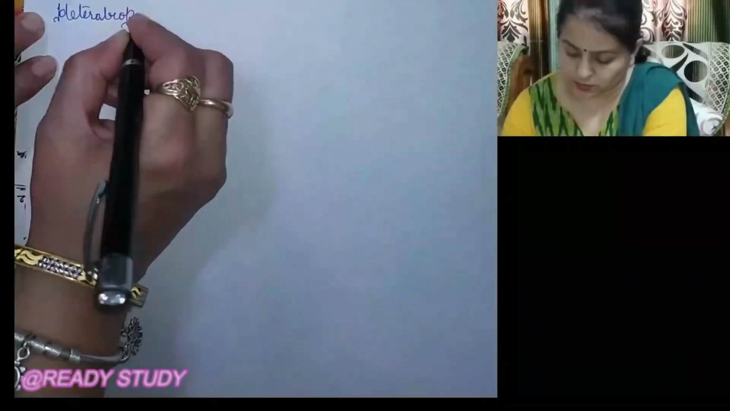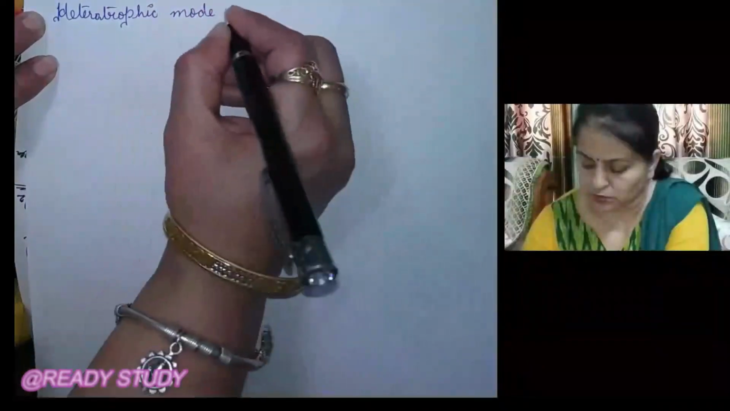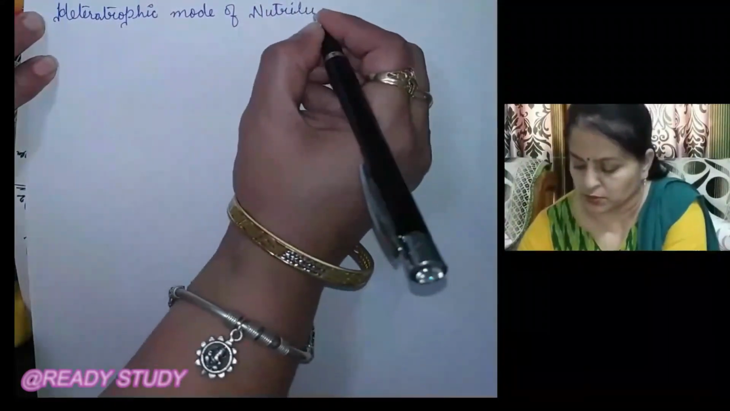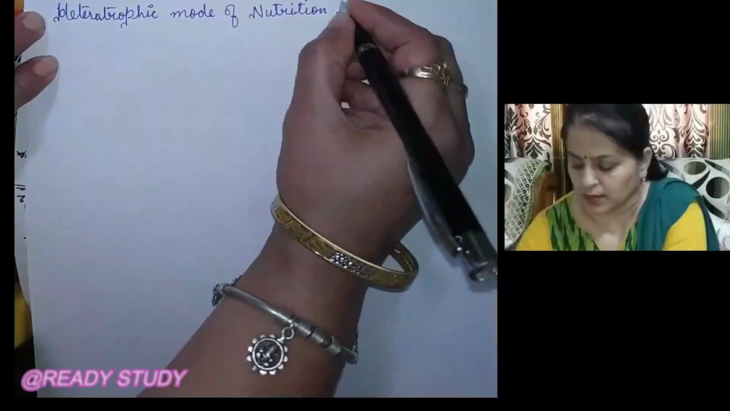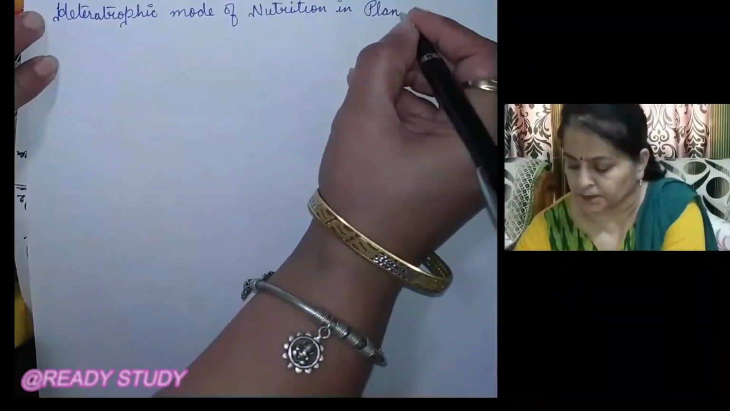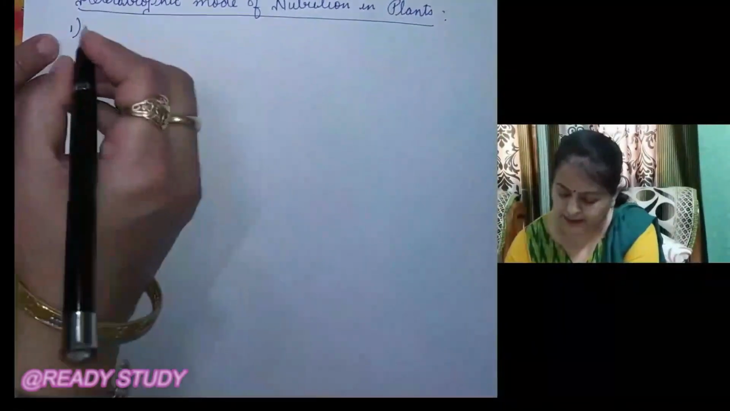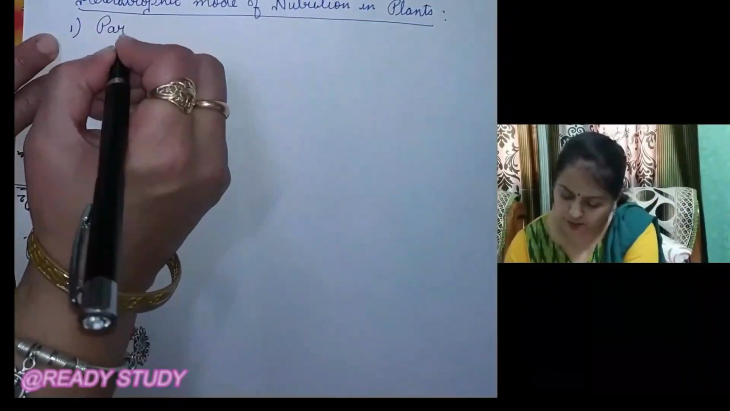After autotrophic mode of nutrition, now we will talk about the heterotrophic mode of nutrition in plants. The next heading is heterotrophic mode of nutrition in plants. First subheading is parasitic mode of nutrition.